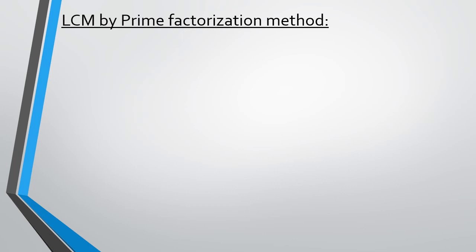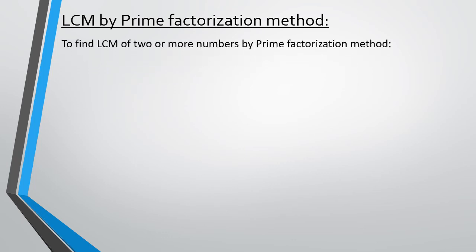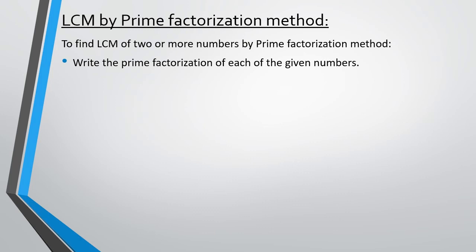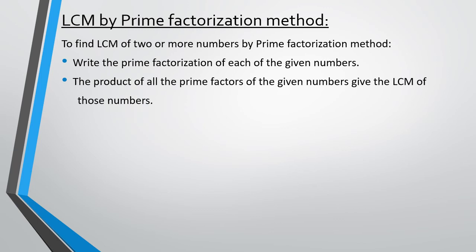Okay, children, now we are going to find the LCM using the prime factorization method. How are we going to do that? We are going to find the prime factors of the given numbers. After finding the prime factors of the given numbers, we are going to multiply all the prime factors and get the product, and that product will be the least common multiple. Let's understand that better with an example.